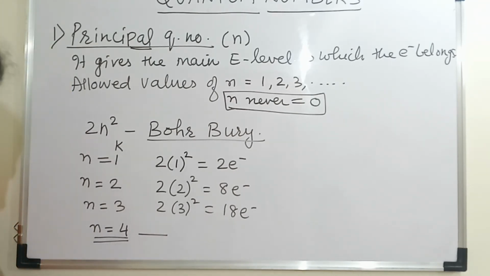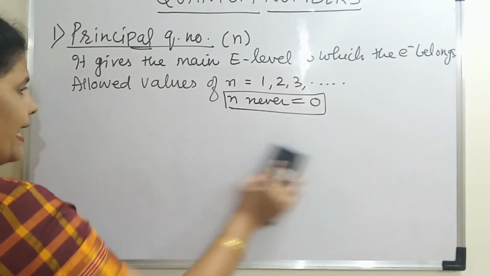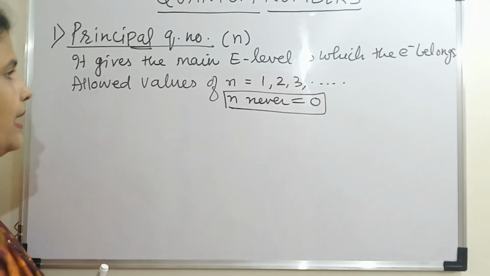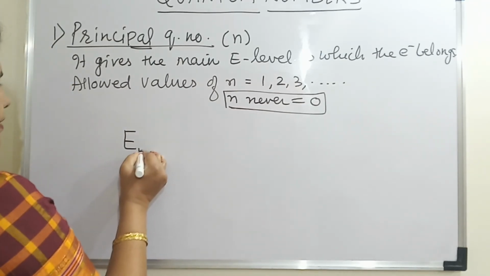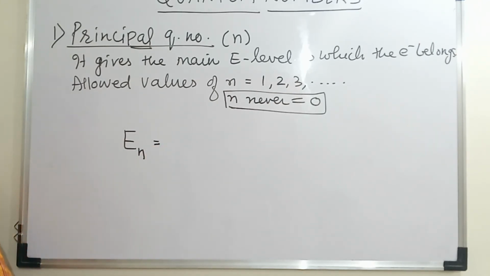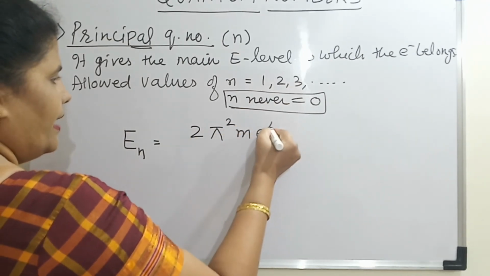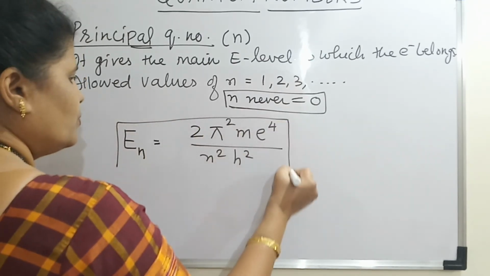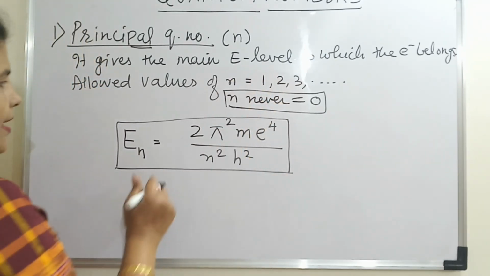Now let us see the next thing about this principal quantum number, and that is the energy. To calculate the energy of any electron in the main energy level, if I want to see the hydrogen spectrum, then the energy in the nth orbital can be given by a formula, and that formula is E = -2π²me⁴/(n²h²). This formula is used to calculate the energy of the electron in the given main energy level.